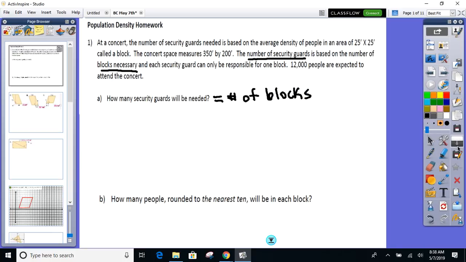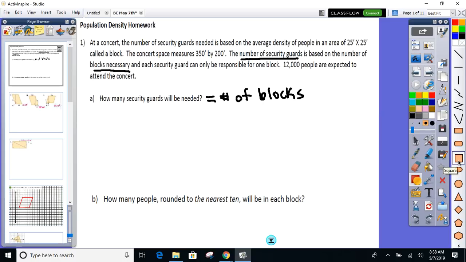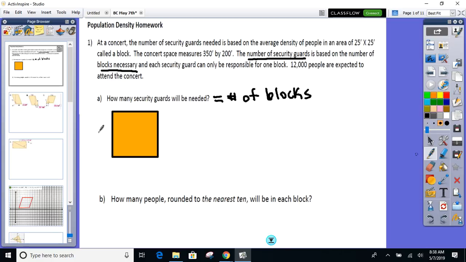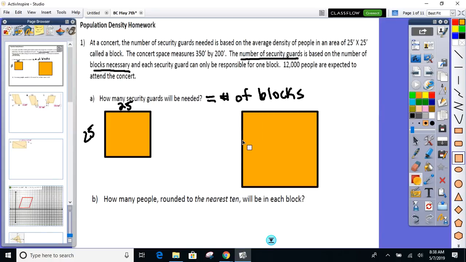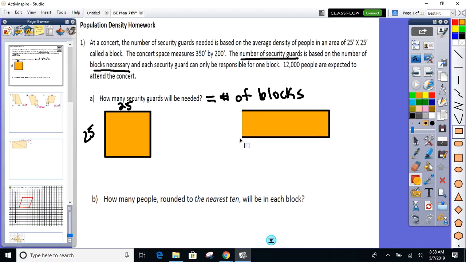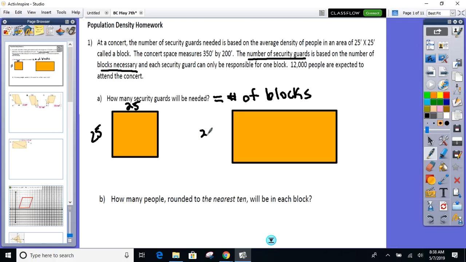All right, well, what's a block measure? According to this problem, what's a block measure? 25 by 25, all right. And then the concert space measures, I didn't want that, I wanted a rectangle. And what's the concert space measure? 350 by 200. What they're asking is, how many of these can fit into here? How many blocks can fit into the concert space, which will give me the number of guards?